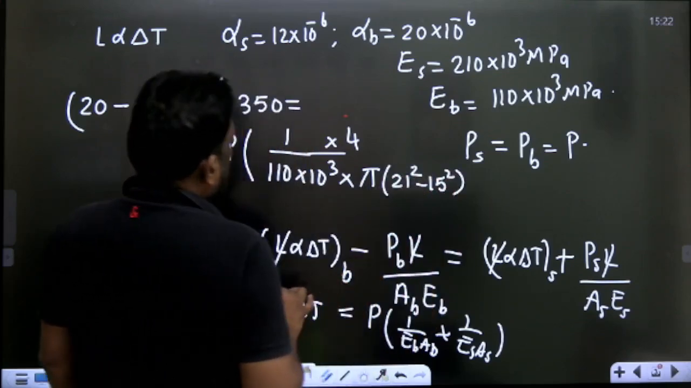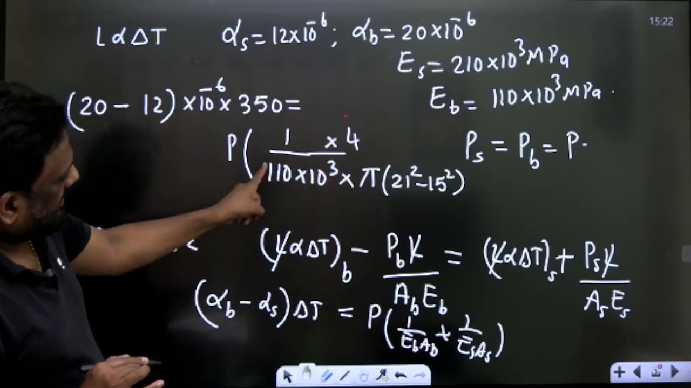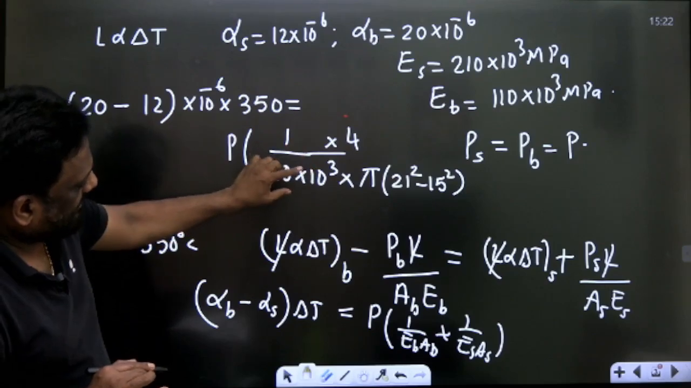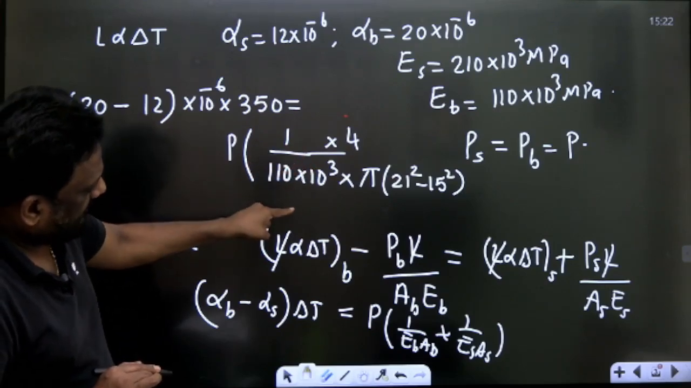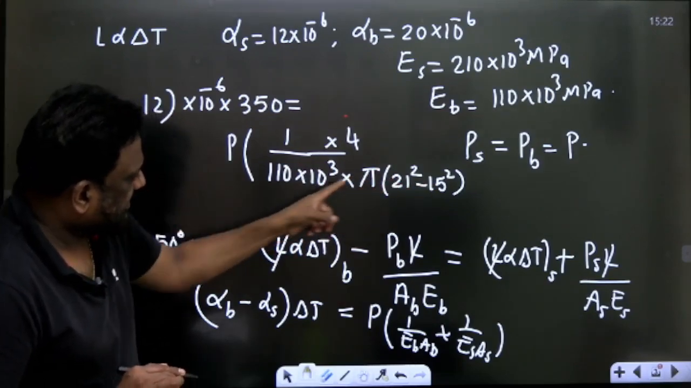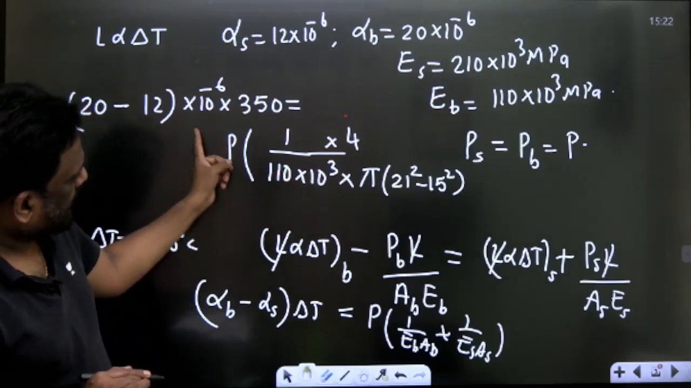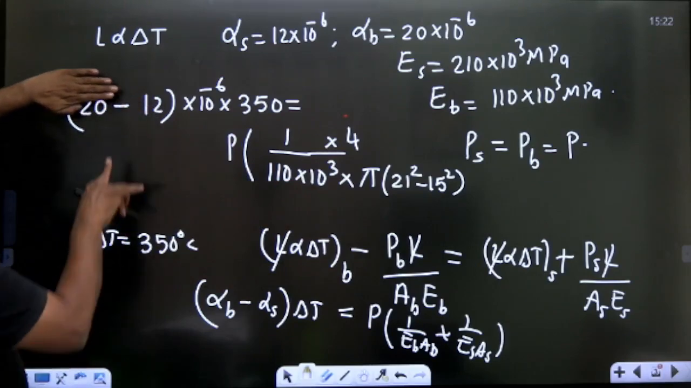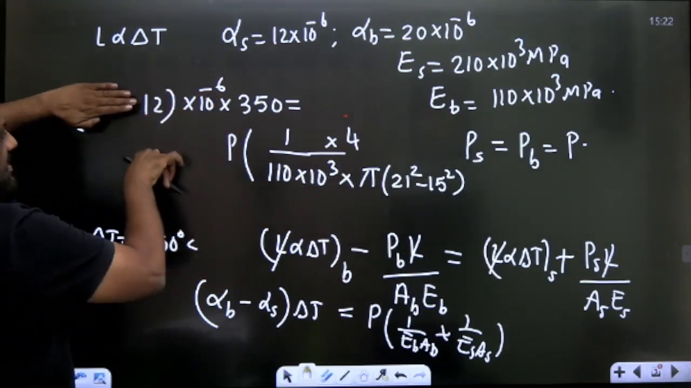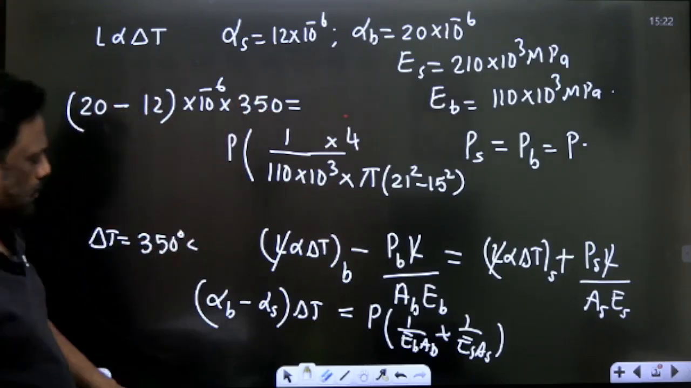But you should be very careful with units. I am taking E in megapascal. Megapascal is Newton per mm square. This is also mm square, so mm square gets cancelled. This will be in Newton. And this alpha has a unit of 1 by centigrade or 1 by Kelvin. This is also 1 by Kelvin. So matching, no problem at all.